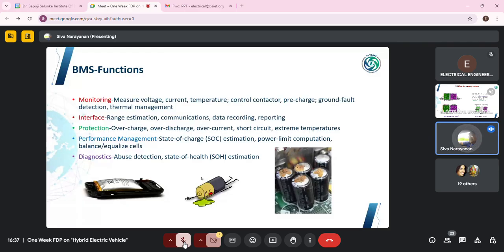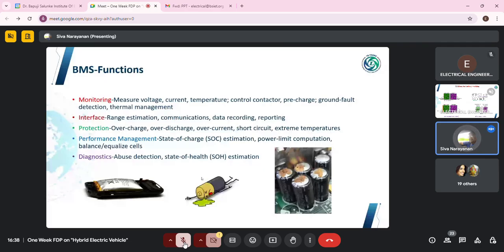So what is monitoring? What is it going to monitor? From the first slide which I have mentioned, in the cell or from the battery pack, you have to measure a large amount of data. You have to measure the voltage from each individual cell. You have to measure the current. You have to measure the temperature. What will happen if any of these three go wrong? Surely there is a chance of the battery exploding.